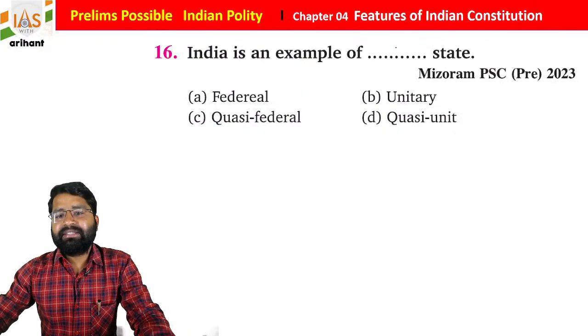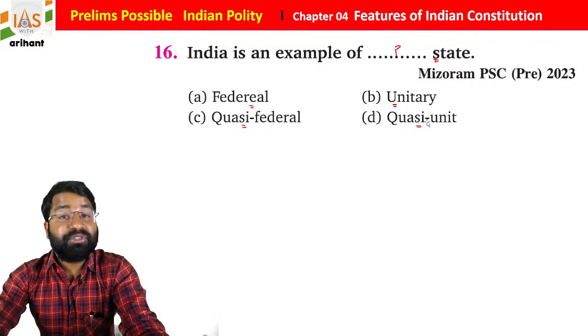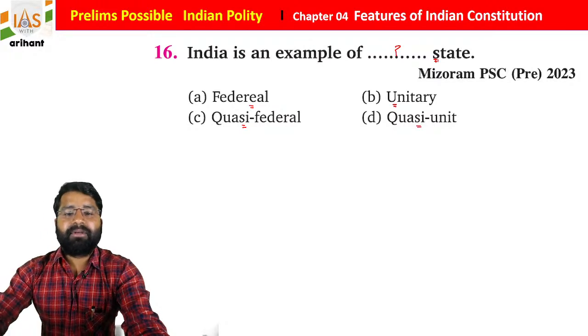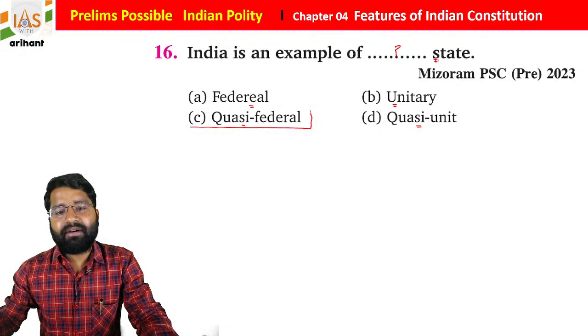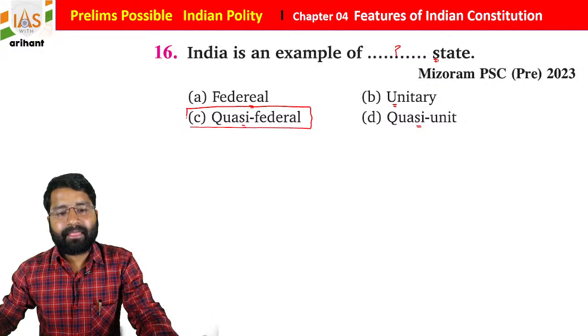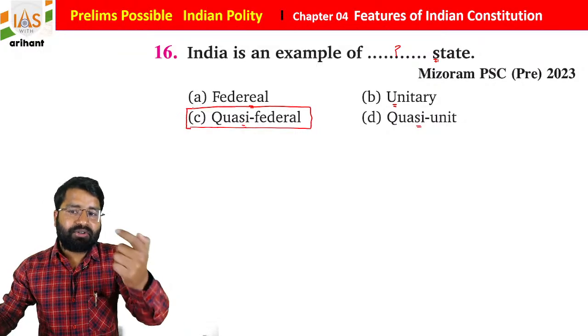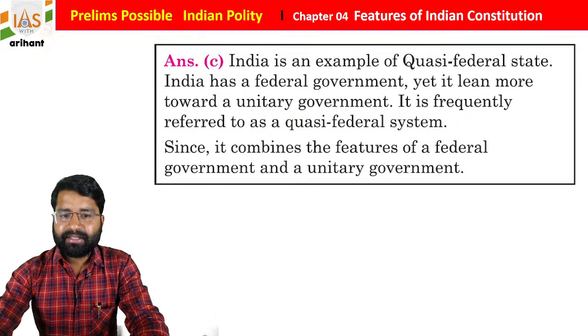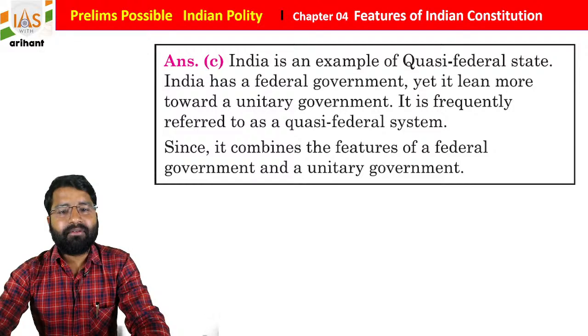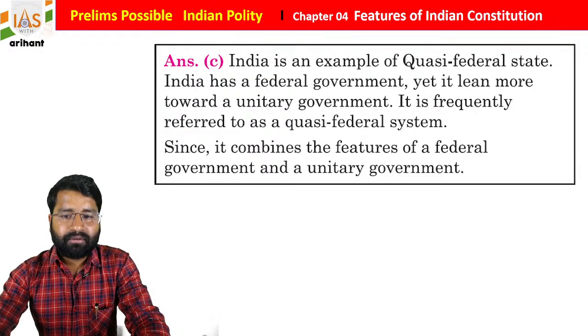Okay, India is the best example of what state? We are federal, unitary, quasi-federal, or quasi-unitary. Mizoram PSC 2023 question paper, students, and we have already discussed KCVRA. What he says is that our structure is federal, so we are quasi-federal. We are not true federal. We are not unitary. Getting it? Easy. So the same thing is here, quasi-federal, where we find both federal government as well as unitary government.